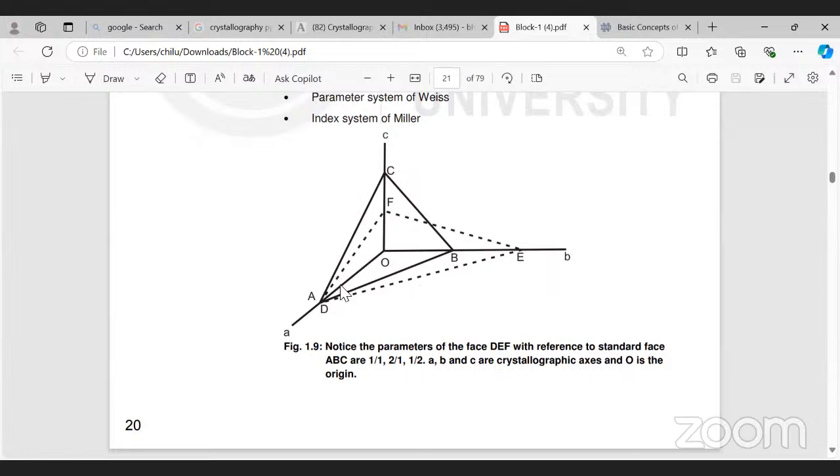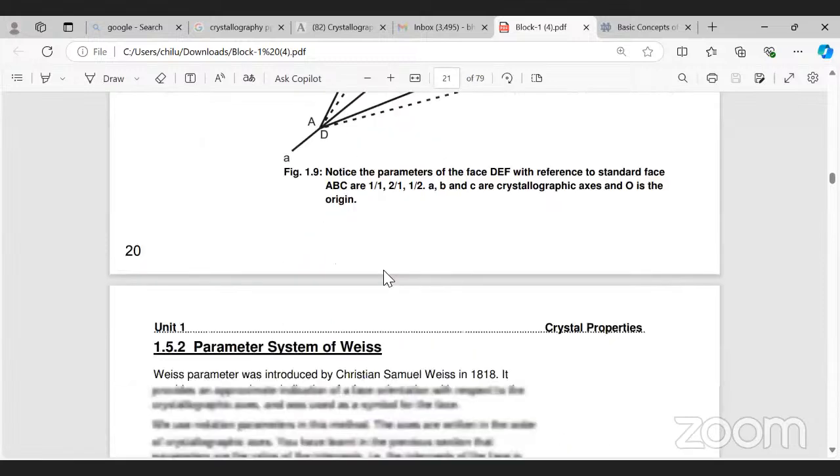According to that, these are all imaginary lines only. According to that, we will define the axes, whether it is intersecting one, or two, or three. According to that, we will give numbers. So here we will give the Weiss parameter system.